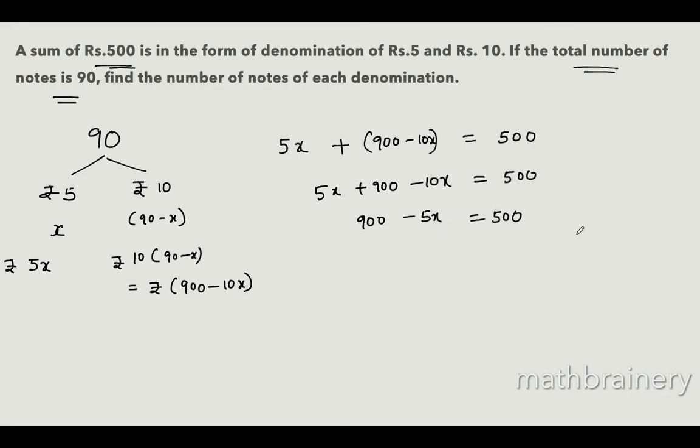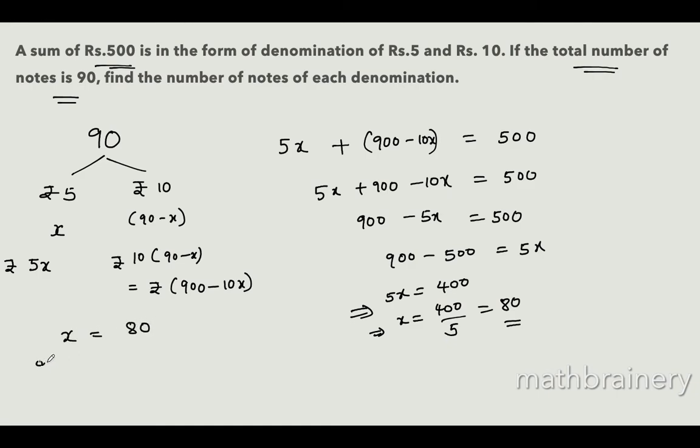Let's transpose 5x to the RHS and 500 to the LHS. You get 900 minus 500 is equal to 5x. So that means 5x is equal to 400, or x is equal to 400 upon 5, which is 80. So now you have 80 5 rupee notes. And how many 10 rupee notes do you have? Which is 90 minus x, that is 10 10 rupee notes. So the number of notes of each denomination are 80 and 10 respectively.